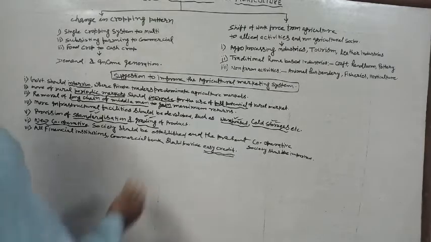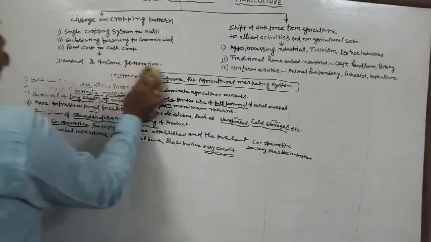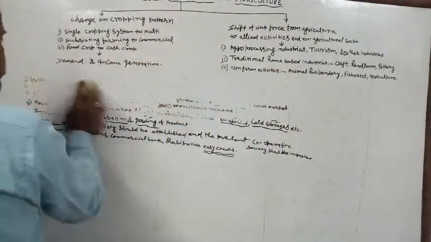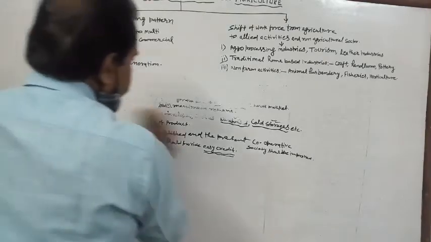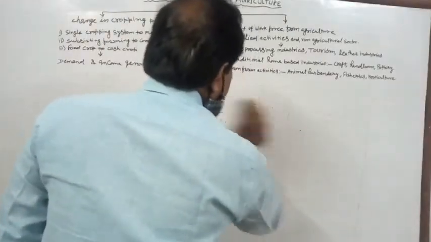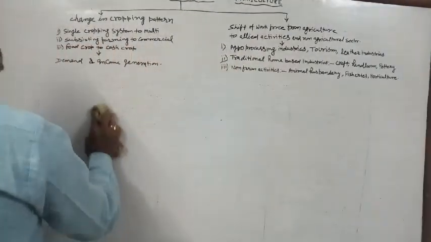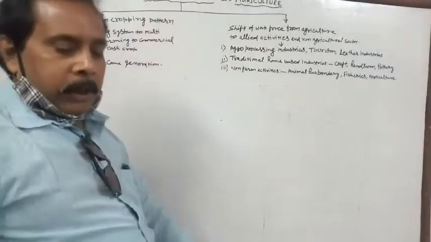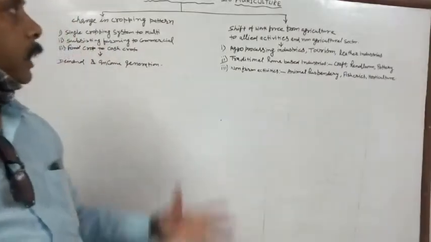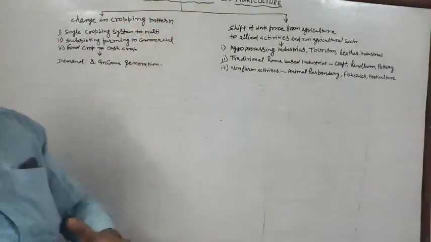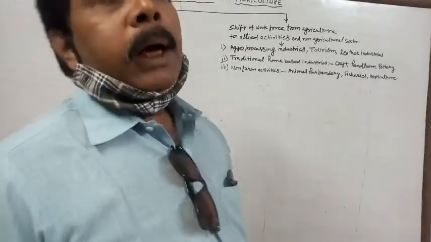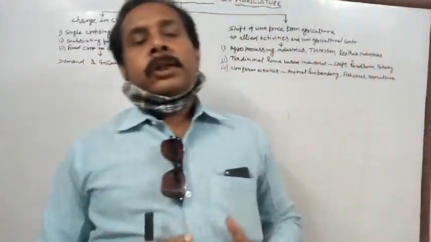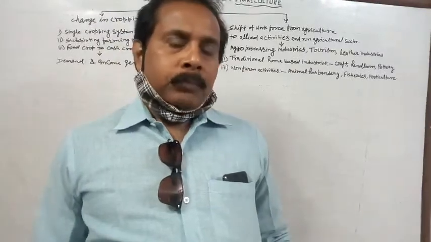Is it clear? Now, our next topic is diversification in agriculture. Here diversification means changes in agriculture. As we know, agriculture is the backbone of our country.